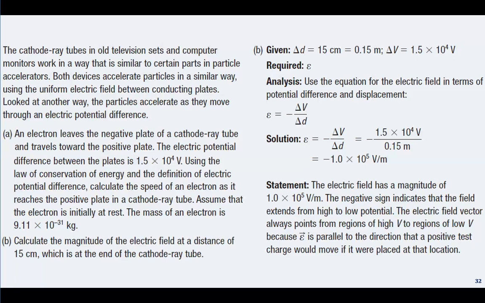So the negative sign here indicates that the field extends from high to low potential. The electric field vector always points from regions of high volts to regions of low volts because E is parallel to the direction that a positive test charge would move if it were placed at that location.